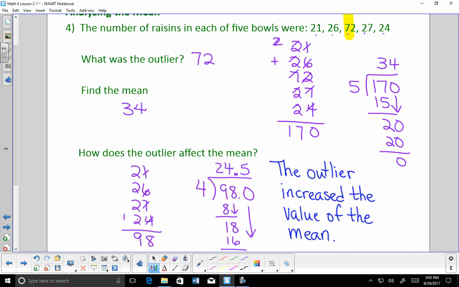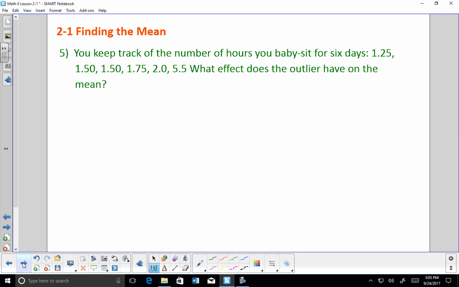Let's say you babysit, and you're going to keep track of the number of hours you babysit for 6 days. One day you babysit for 1¼ hours, the next day 1.5, then 7.75, 1 3/4, 2, and then 5.5. What effect does the outlier have on the mean?